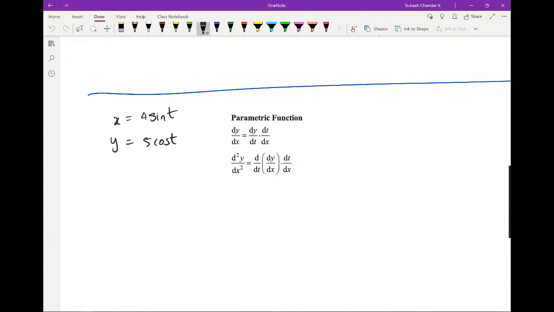And guys, I know sometimes people say this is a real easy question, but people do mess it up real quickly. So you're supposed to figure out what the second derivative for this is. How we do this is, the first step is we got to figure out what dx dt is. So dx dt is going to be 4 cos t. dy dt is going to be -5 sine t.